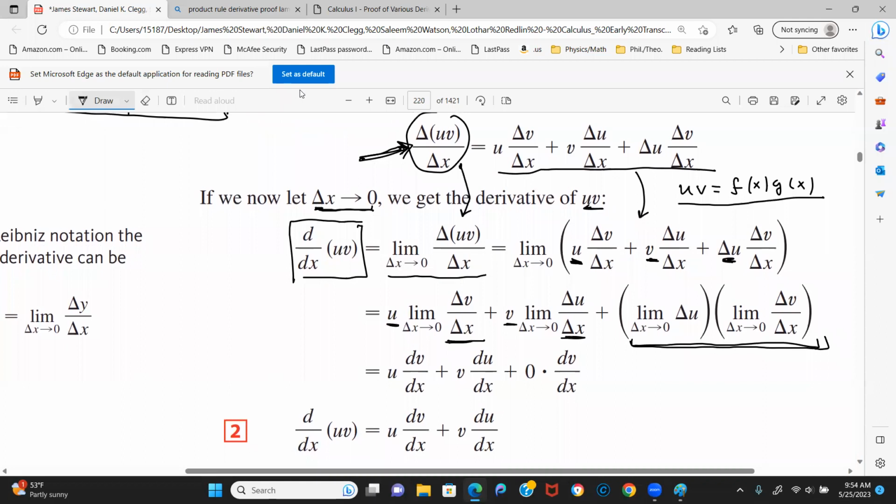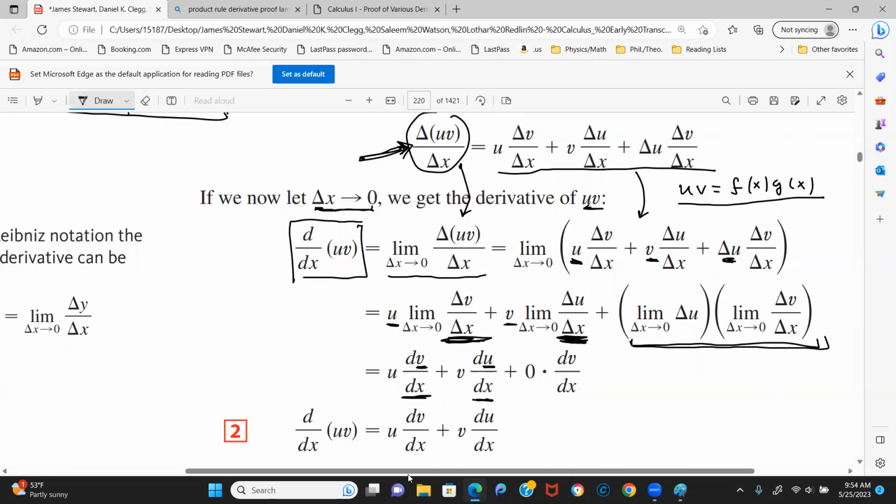But this thing right here is just by definition the derivative of v with respect to x. And then this thing right here is just by definition the derivative of u with respect to x. And these exist because remember, v is equal to g of x, u is equal to f of x, and you're assuming those are differentiable. You're assuming they're positive also.